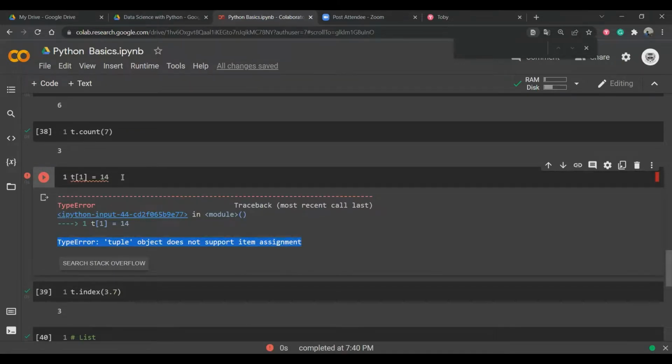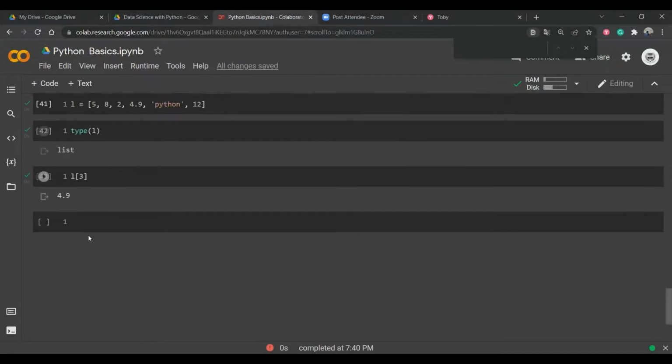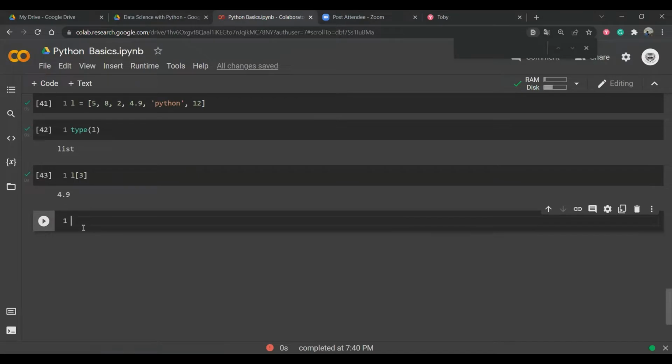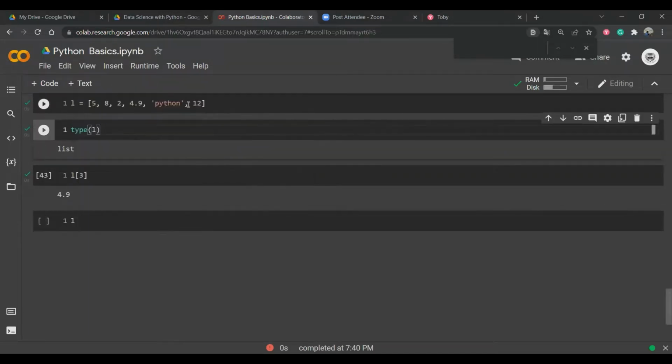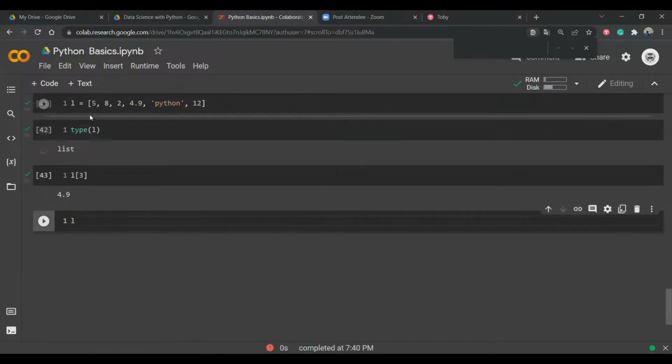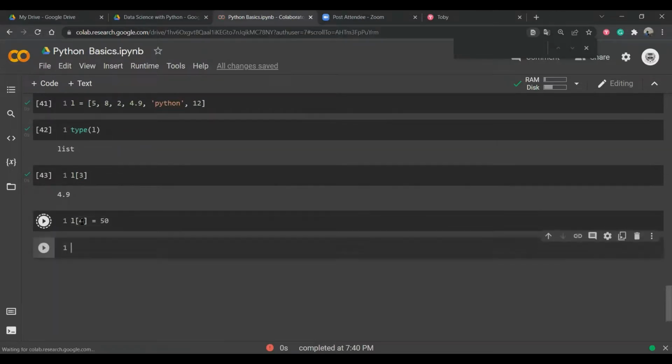Now try to perform the same thing with a list. Suppose in place of Python I want to make it 50. What is the index value of Python, guys? 0, 1, 2, 3 and 4. So the index value of Python is nothing but 4, and in place of Python I want to make it 50. Now run it.